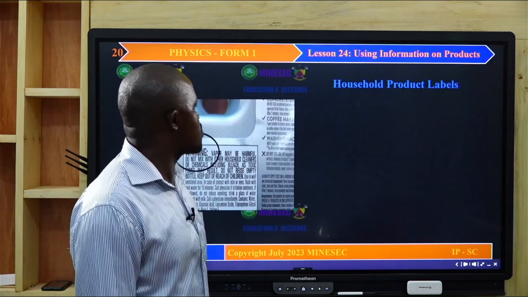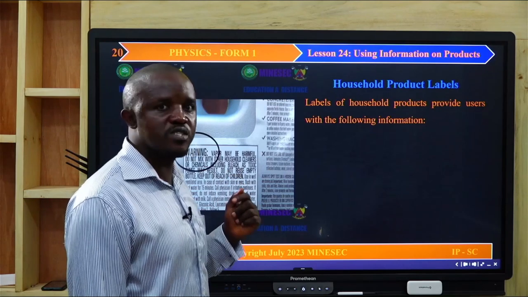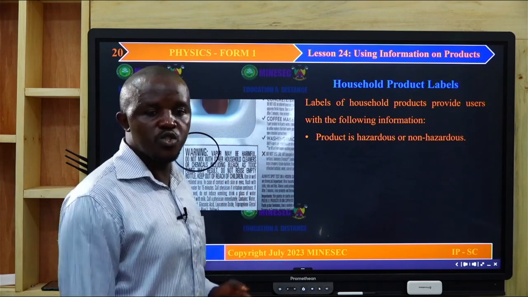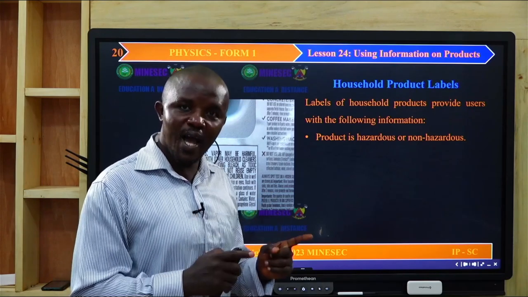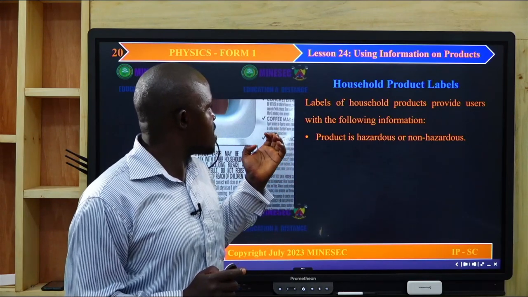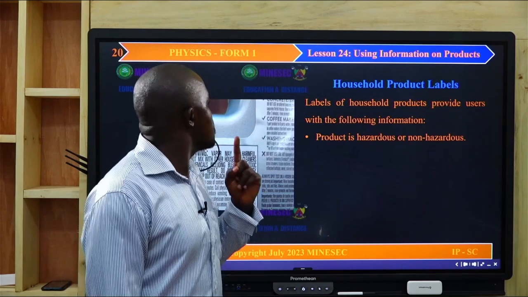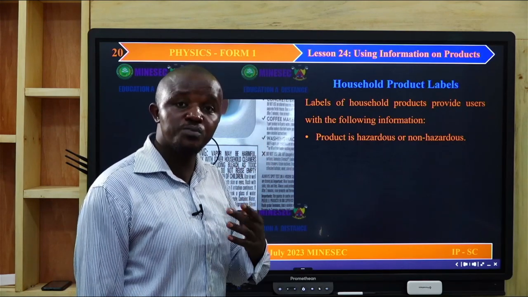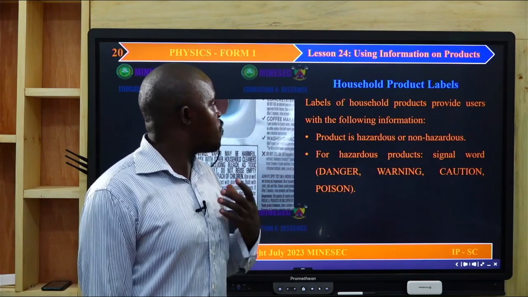Now, household product labels. Labels of household products provide users with the following information. Whether the product is hazardous or non-hazardous. So if you have any product in your house, there is information on it that can help you know whether the product is hazardous or not hazardous. There are labels on the household product, and they will show you whether the product is hazardous or not. That is one of the pieces of information that the labels on the products in our houses provide for us.